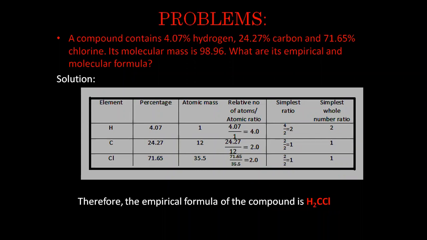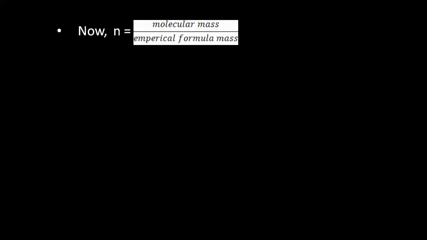Now to find the molecular formula, we find the value of n, because we know that the molecular formula is equal to the empirical formula into n. N times the empirical formula is the molecular formula. So if I want to find the molecular formula, first I need to find the value of n, that is the integer. Now n is equal to molecular mass by empirical formula mass.